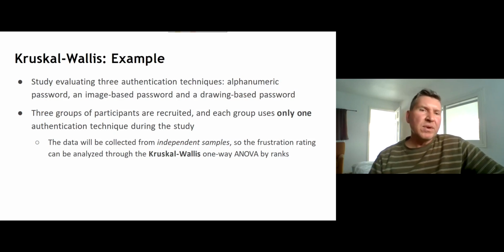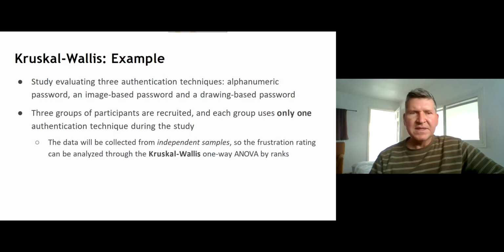So we recruit 3 groups of participants, with each group using only one authentication technique. And then we collect data from independent samples, right? Because each one's only using a single technique. So we measure the frustration rating on the same scale using the Kruskal-Wallis one-way ANOVA by ranks.